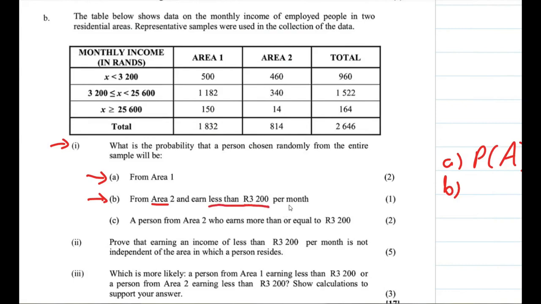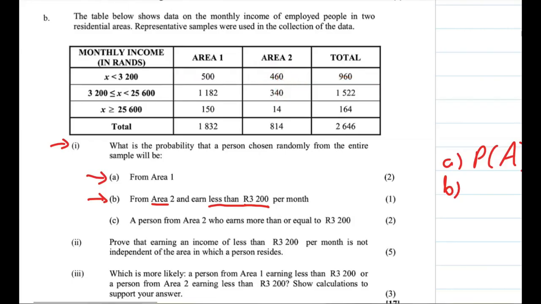Is area a column or is it a row? A column. So take area 2 and just draw a line through that whole column. And now less than 3,200, is that a row or a column? It's a row. Now take a line and draw that through the whole row. You see where the 2 lines intersect? Where do they intersect? At area 2, where x is less than 3,200.